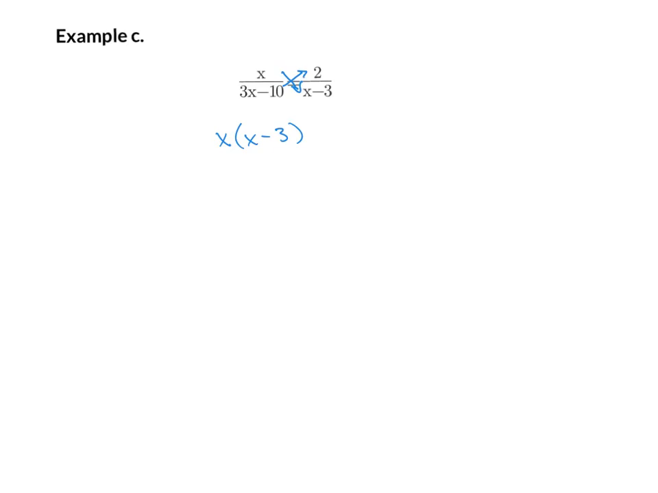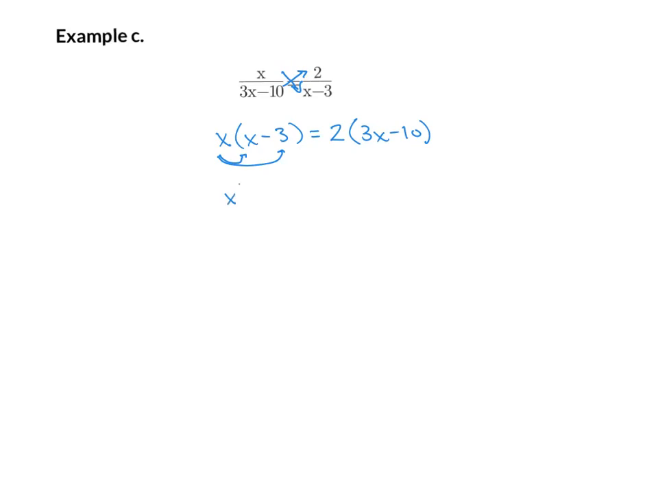And I'm going to multiply 3x minus 10 times 2, or 2 times 3x minus 10. So we have gotten rid of our fractions. We can go ahead and finish solving. So we're going to go ahead and distribute to clear our parentheses.